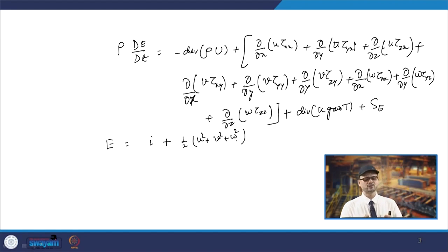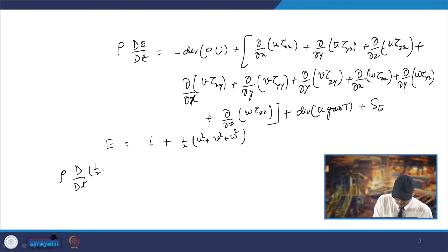So what we do is normally when we are separating, you will have the terms for the kinetic energy. And for that, you have the multiplied terms of u times those terms. So those terms will go with half of u square plus v square plus w square. So if you segregate, one will be ρ times D by Dt of half of u square plus v square plus w square, and one will be ρ of DI by Dt.